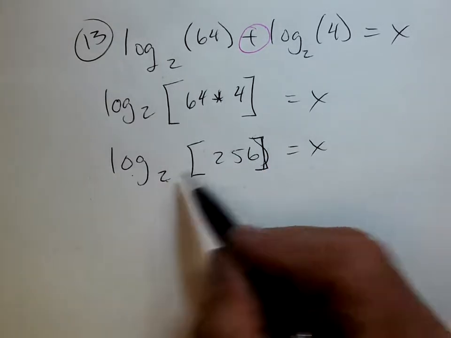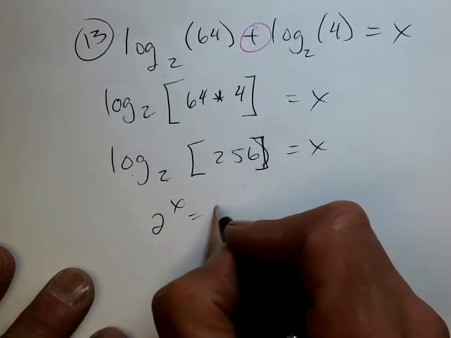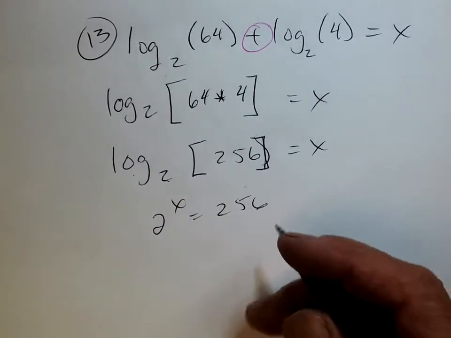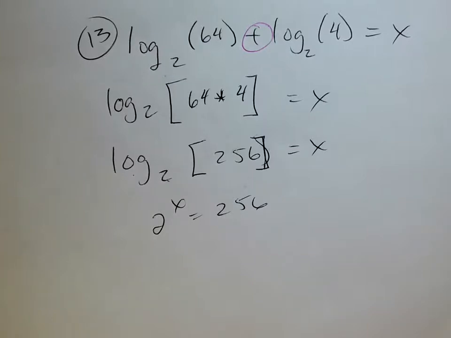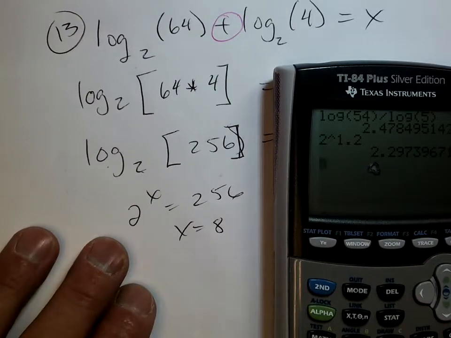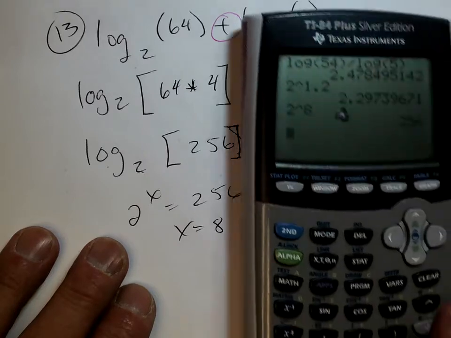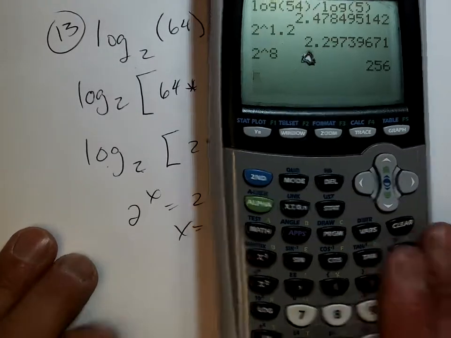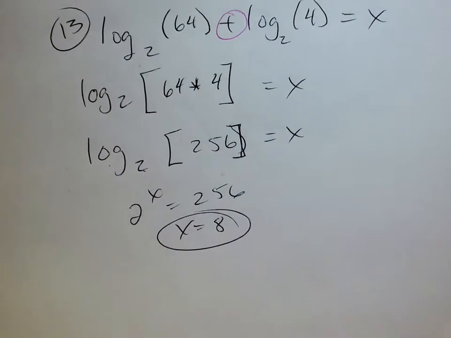And then I'm going to go, okay, 2 to the x equals 256. So let's figure it out, let's go through our heads. 2 times 2 is 4, times 2 is 8, times 2 is 16, times 2 is 32, times 2 is 64, times 2 is 128, times 2 is, so we can check it. I think x is 8. I can check it on my calculator. Is 2 to the 8th power 256? Yeah, we got it right. 8 it is.